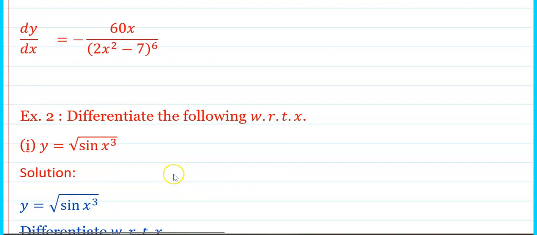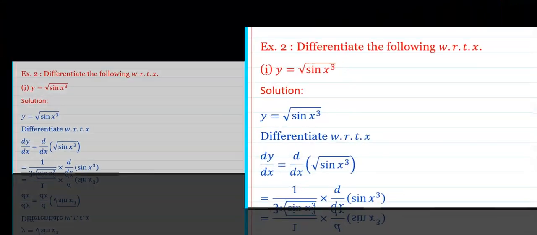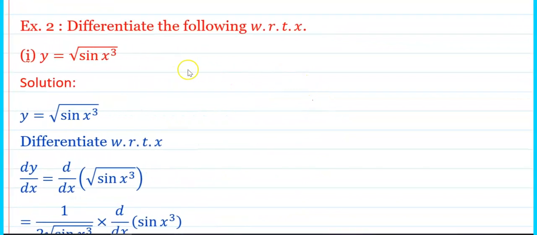Now the next problem. This is question number 2. Differentiate the following with respect to x. First problem: y is equal to root of sine of x cube.